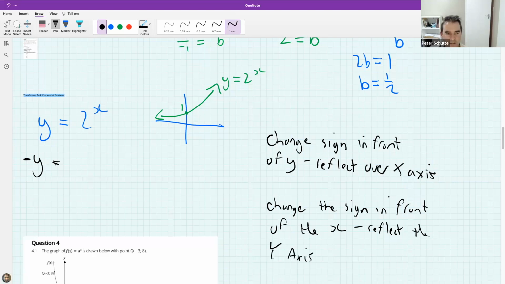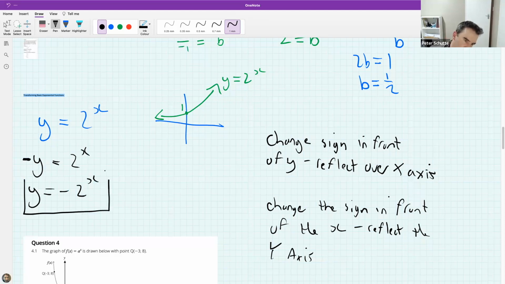So let's just see how this works. If I change the sign in front of the y, I would get a negative y there. But we very rarely leave the negative over here. So what I do is I multiply both sides by -1, and I end up getting that graph. And the question then becomes, what does that graph look like if I draw it?